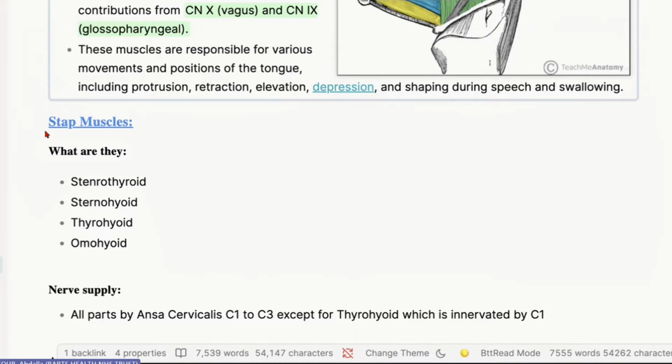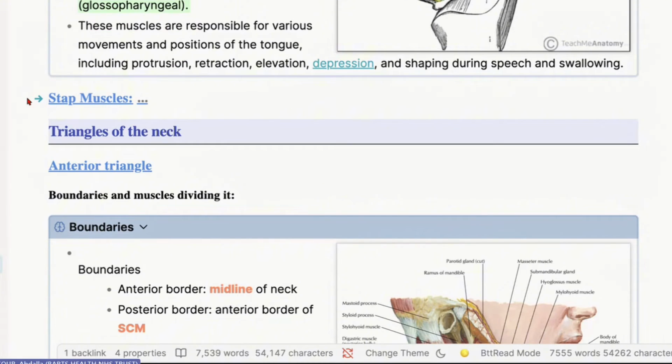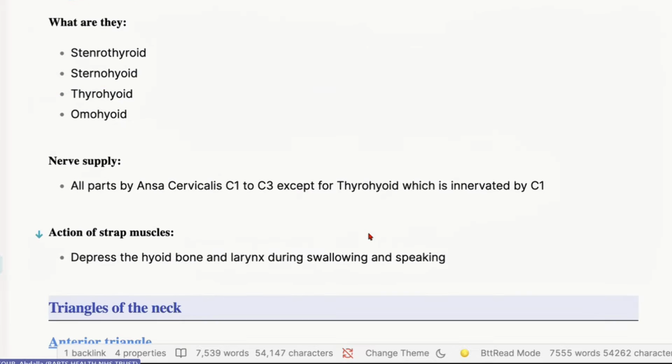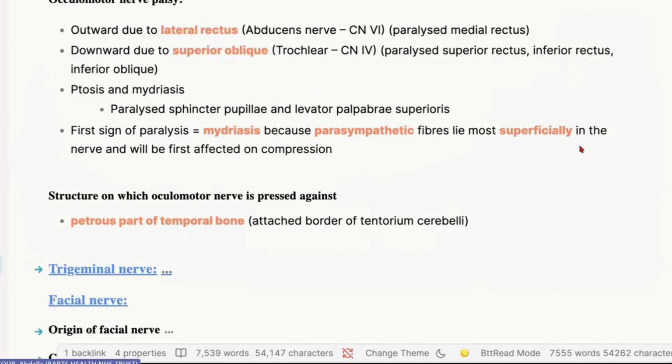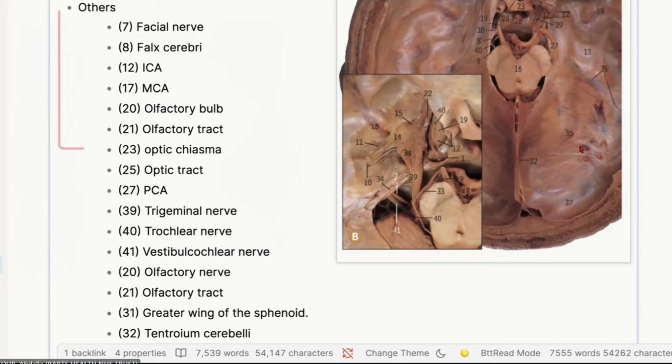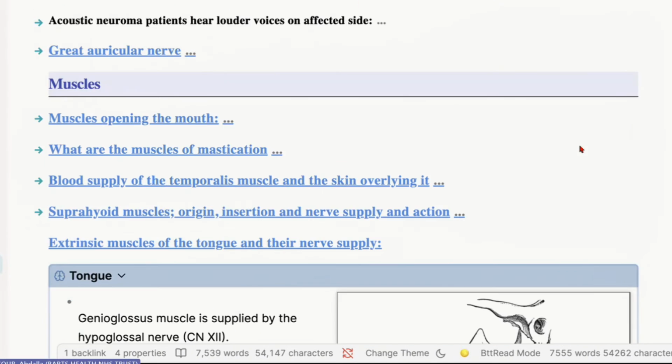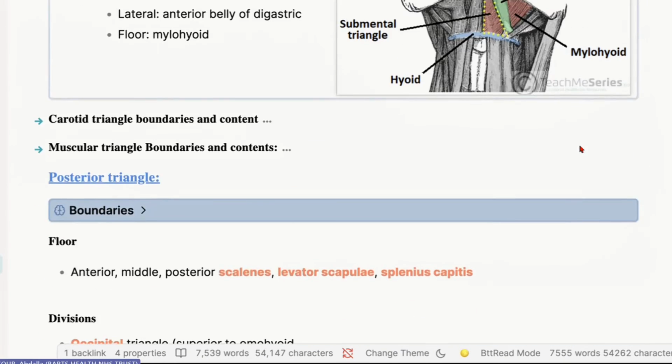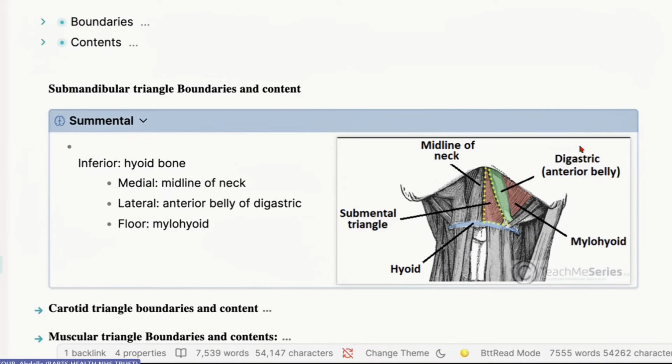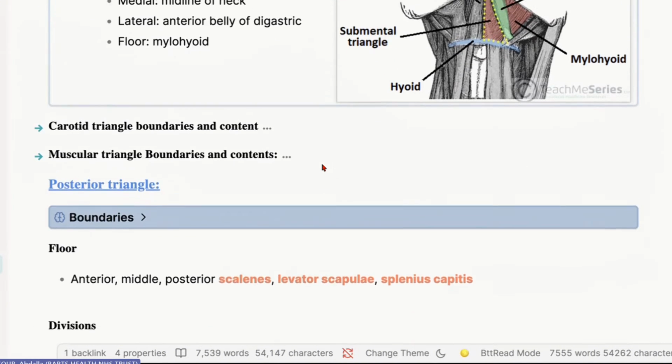I haven't looked at the strap muscles apart. That's fine. The strap muscles, we already talked about them. You shouldn't really worry about studying them, right? Because we already talked about them. I know they're just supplied by ansa cervicalis. The strap muscles are easy to remember because we already talked about them, if you remember that neck dissection diagram, all right? So you don't need to worry about that.